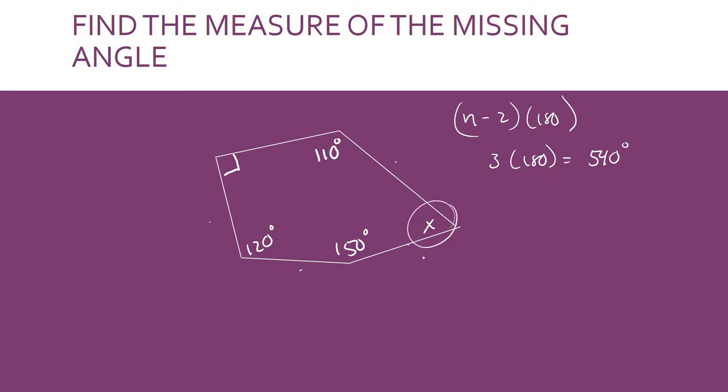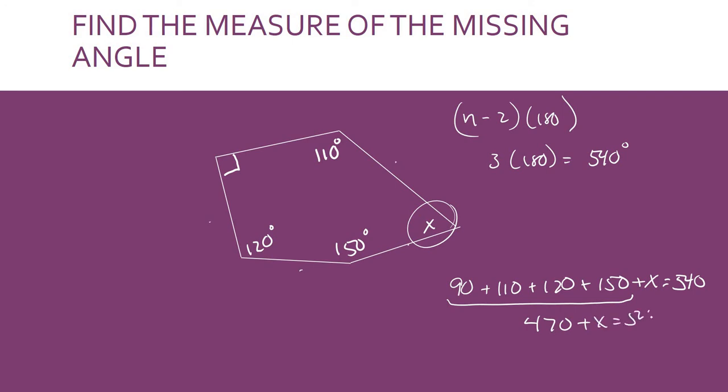Well, I know that all of the other angles, 90 for the right angle, plus 110, plus 120, plus 150, plus my x, has to equal 540 degrees. If I add all these up, I get 470 plus x equals 540. Subtracting 470 from both sides, x equals 70 degrees. So that's one way that we can apply the theorem to find a missing angle in a polygon.